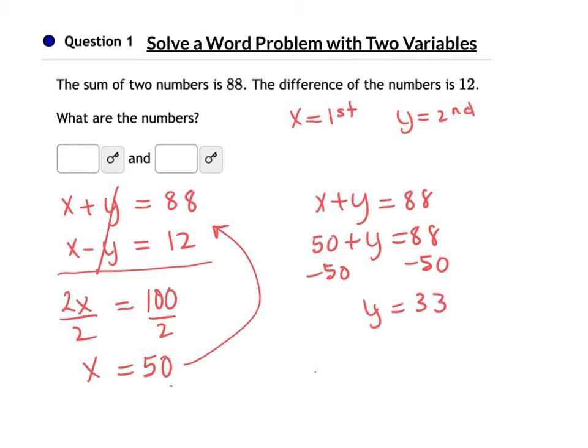Notice how if you add 50 and 33, their sum is 88. And if I take 50 minus 33, their difference is 12. When you subtract them, you get 12. What are the numbers? The numbers are 50 and 33.